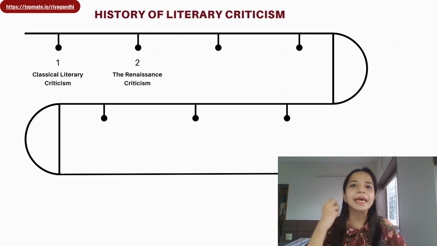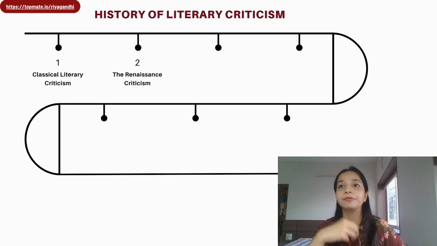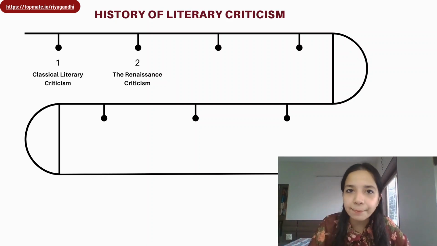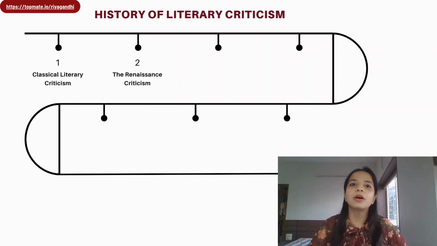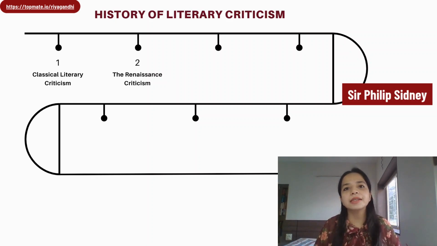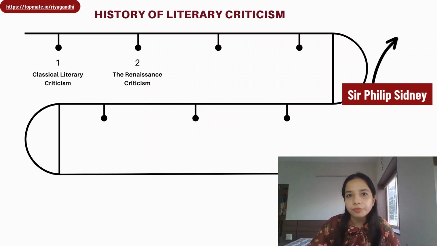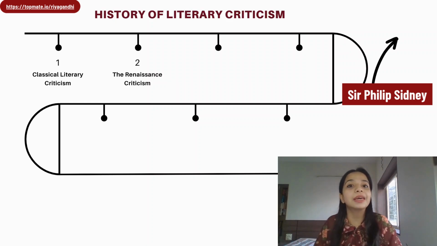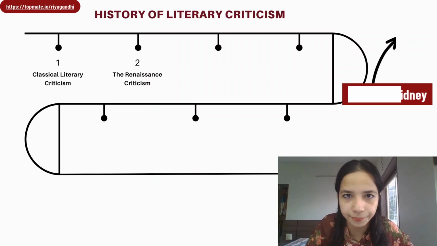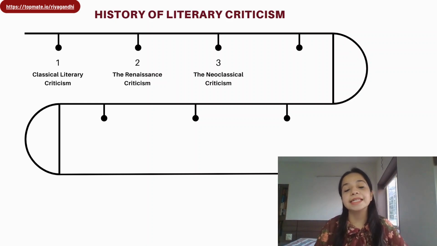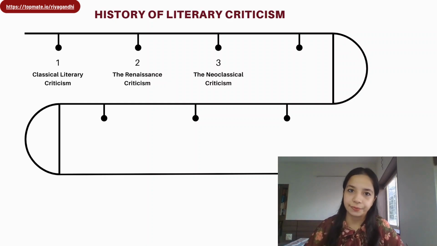Now, who are the major critics, or you can say the philosophers, writing during this point of time? The best example that I can give you is Sir Philip Sidney's Defense of Poesy. That work is considered to be one of the initiators of English literary criticism. Moving on to the third period, that is neoclassical criticism.